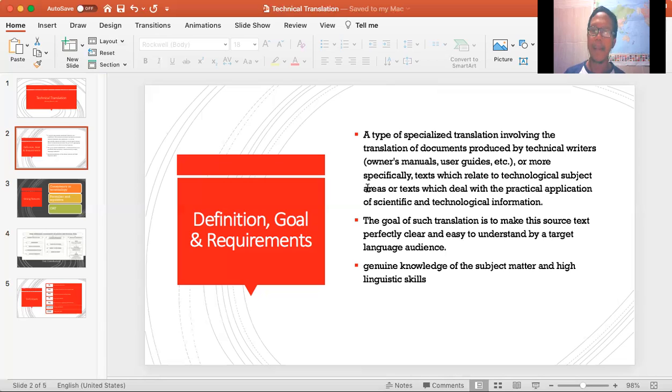And what is needed, especially when you are going to do technical translation, is genuine knowledge of the subject matter and high linguistic skills. So both of the two are required when you are about to become a technical translator. You need to have a good knowledge, not become an expert in that area to some point, but you need to have a sufficient knowledge of the subject matter.